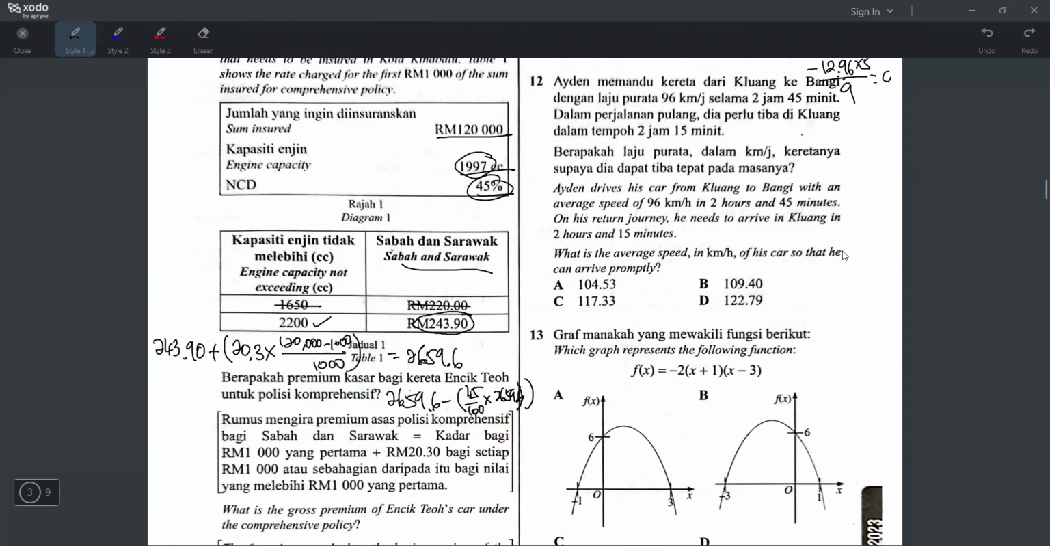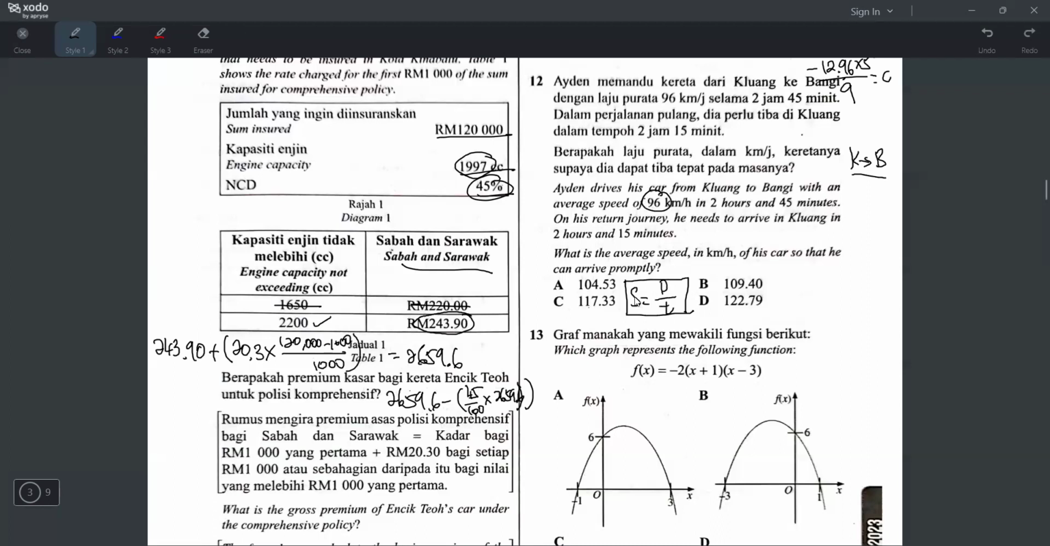So what I will do here is the journey from K to B, from Kluang to Bangi, dia punya speed is 96. Time is 2 hours 45 minutes. So I think I can find the distance lah. Yeah, I can find the distance sebab dia bagi speed dengan time, right? So the formula for speed is distance over time. So let me write the formula here.